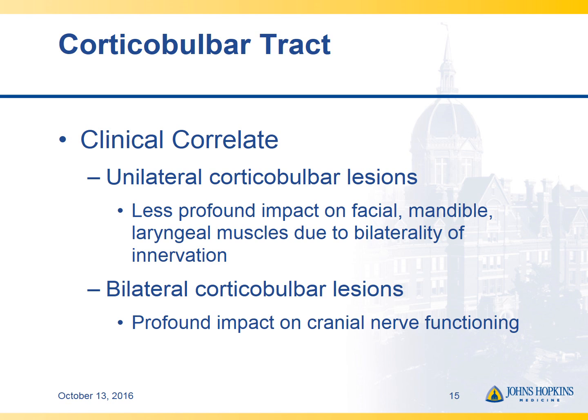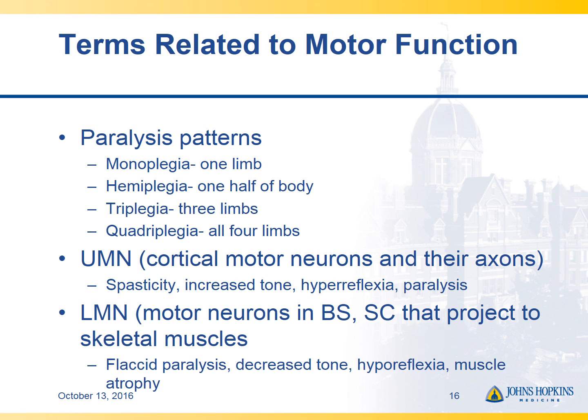However, if there are bilateral corticobulbar lesions, there will be a profound impact on cranial nerve functioning. Thinking in terms of some terms just related to motor function, in terms of paralysis patterns, monoplegia refers to weakness of one limb, hemiplegia affects 1/2 of the body, triplegia affects 3 limbs, and quadriplegia would mean that all 4 limbs, both arms and both legs, are involved.